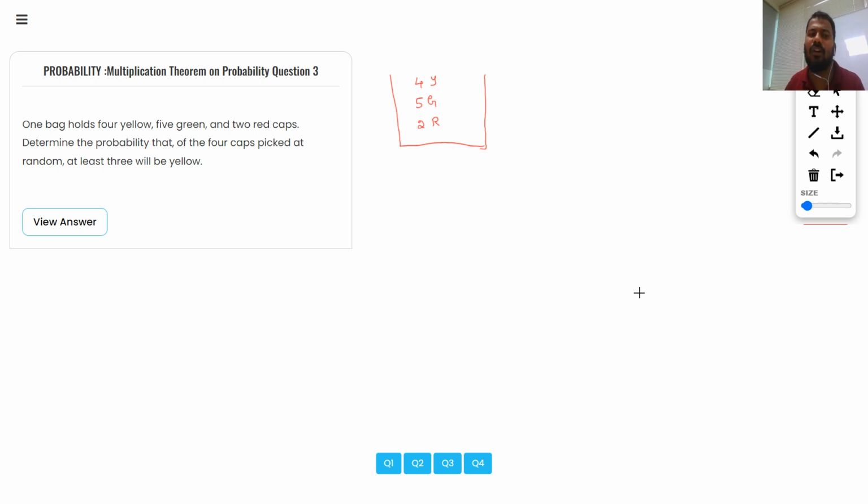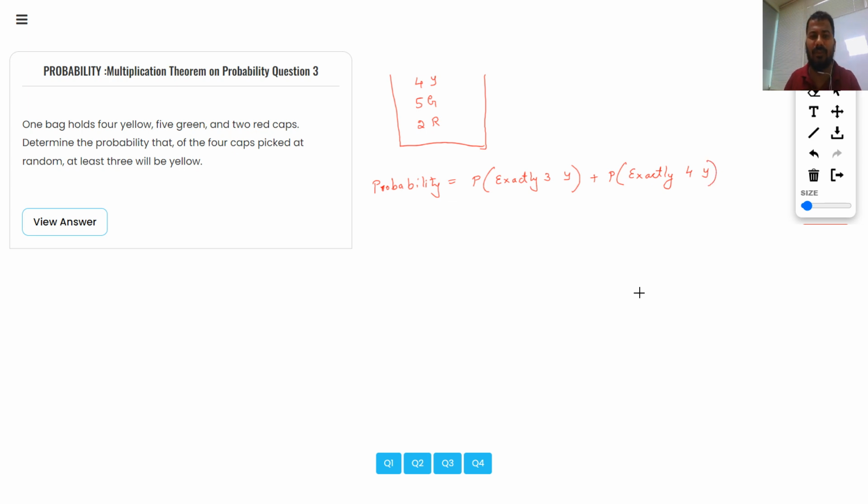Determine the probability that of the 4 caps picked at random, at least 3 will be yellow. So now in this case, they have asked us to find out at least 3 are yellow. Now you're going to pick up 4 caps, out of which at least 3 are yellow. It means that the required probability is going to be probability of exactly 3 yellow plus probability of exactly 4 yellow, which is nothing but all are yellow.